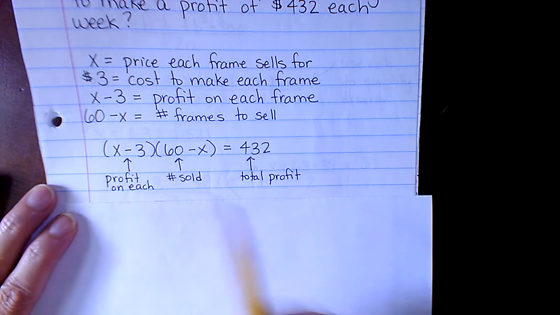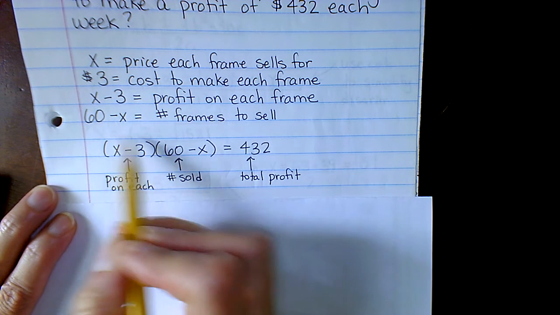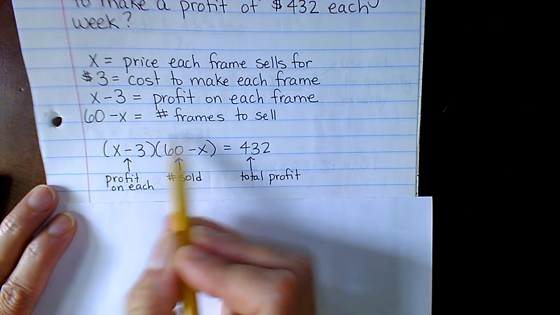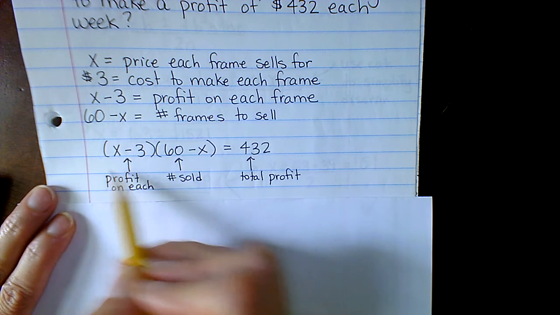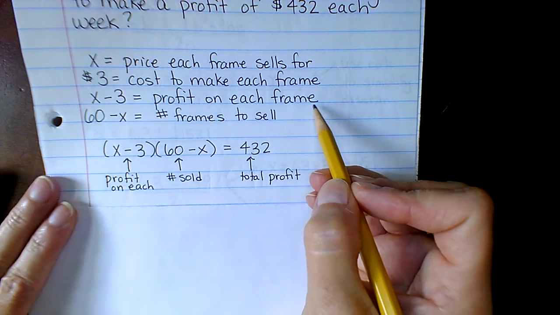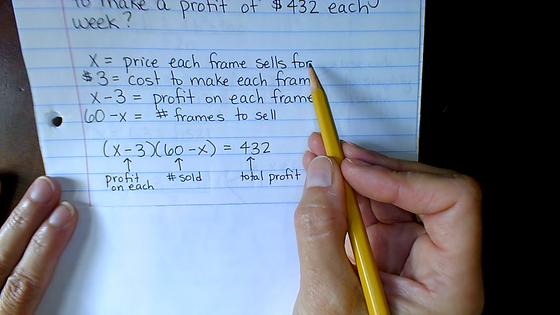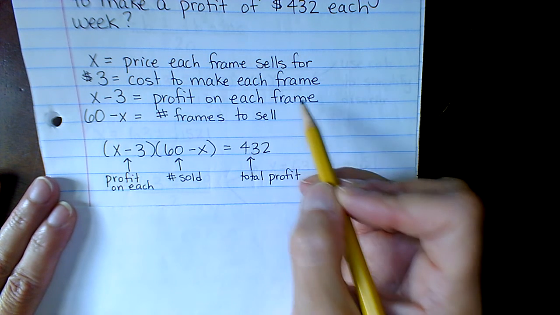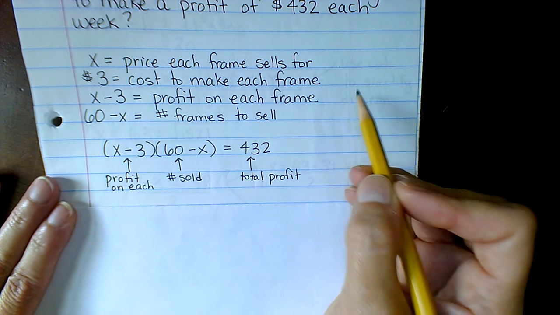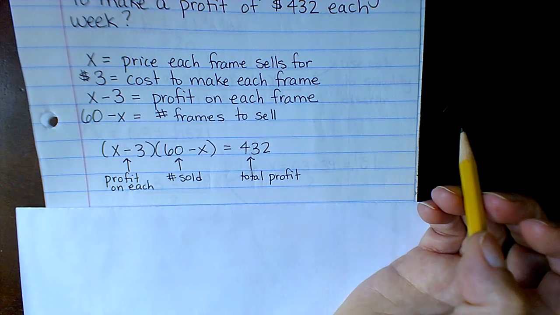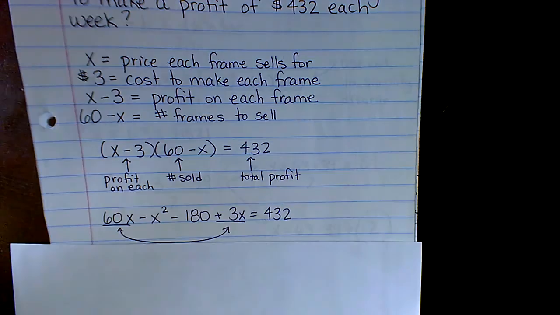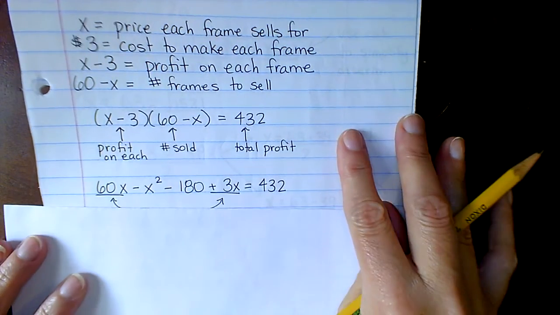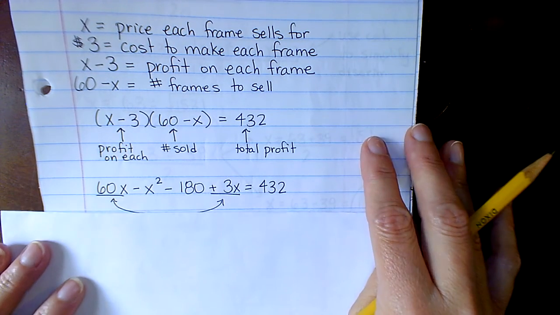So, total profit is the profit you make on each frame times the number of frames that you sell. We know how many she wants to sell from the problem. The profit, we had to figure out based on the price it sells for and the cost to make it. So profit is always the sale price minus the cost.